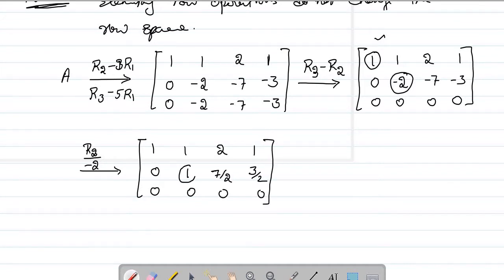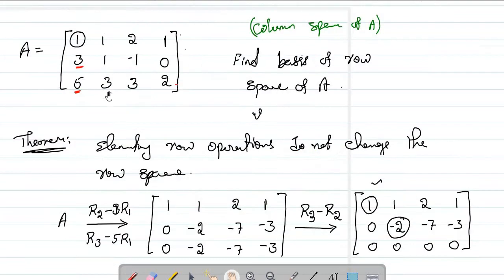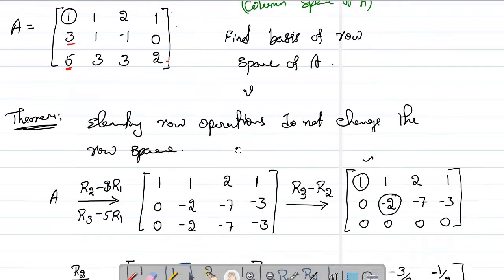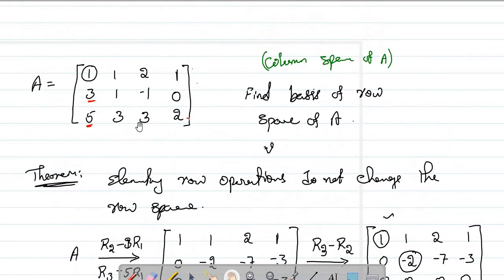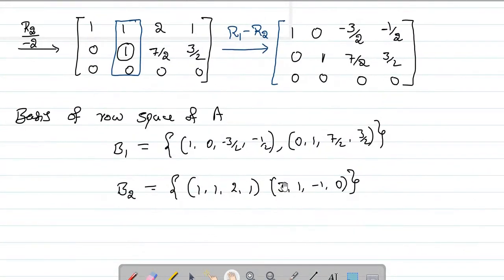Okay, so the first non-zero element in the second row is 1. But when you take this column, except this element, the rest of the elements must become 0. So let me make this element 0. To do that, I am going to replace R1 with R1 minus R2. So we started with A and we reduced the matrix into reduced echelon form, and we can find the non-zero rows here. So non-zero rows, you can take as the basis of the row space of A, or in other words, you can take the corresponding rows of A as a basis of row space of A.